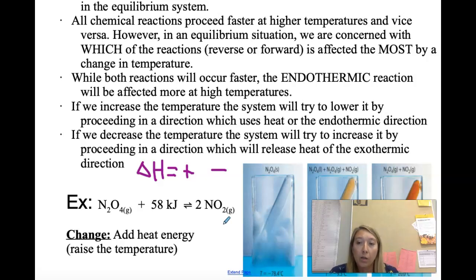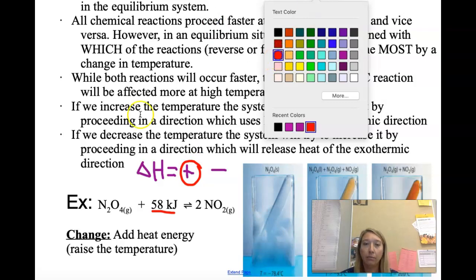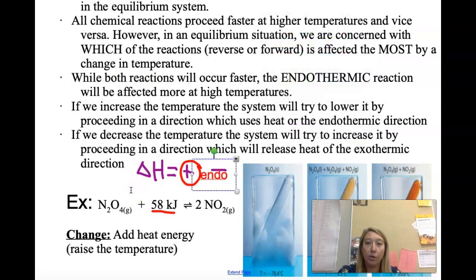Once you decide whether the reaction is endothermic or exothermic in the forward direction, you automatically know what it's going to be in the reverse direction because it's going to be the opposite, okay? So if it is written on the reactant side, right, so here it's written on the reactant side, or if it's tabbed off to the side and it is a positive, okay, that is going to mean that it is endothermic in the forward direction.